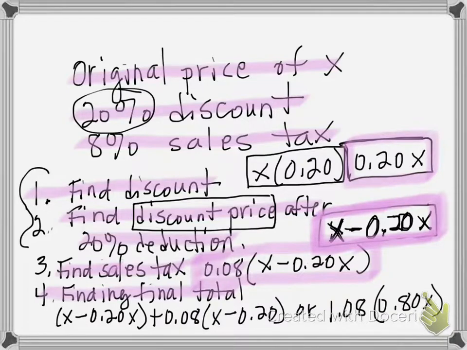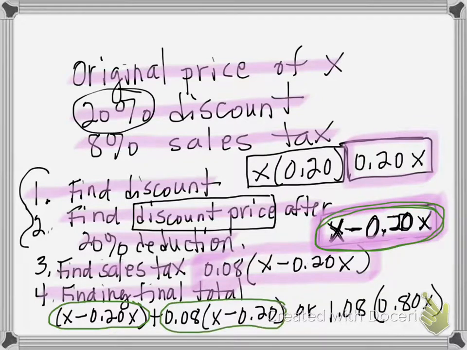And so we're going to have this one here. We have the x minus 0.20x, which is right here. That was actually finding the discounted price. So we're going to take that discounted price and add it to the tax that we pay, the sales tax, which is right here, 0.08 times the x minus 0.20x. Okay, add those together.